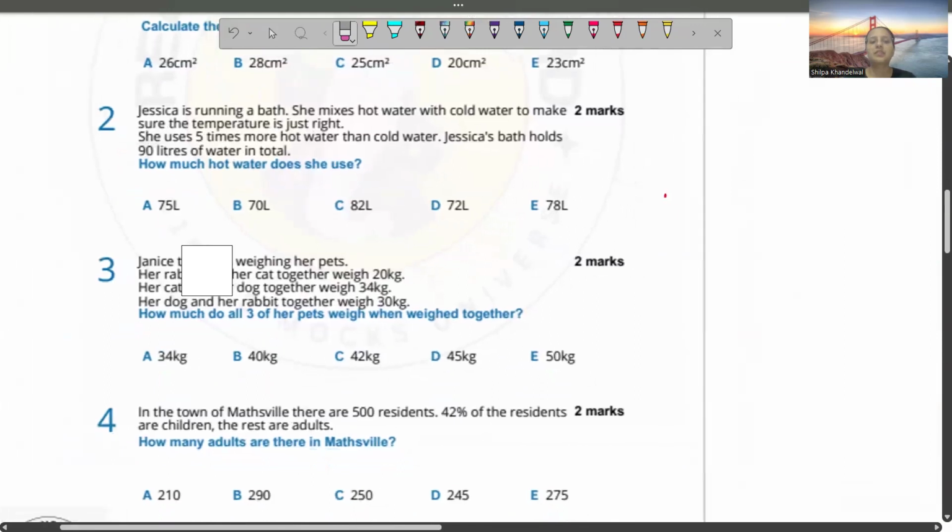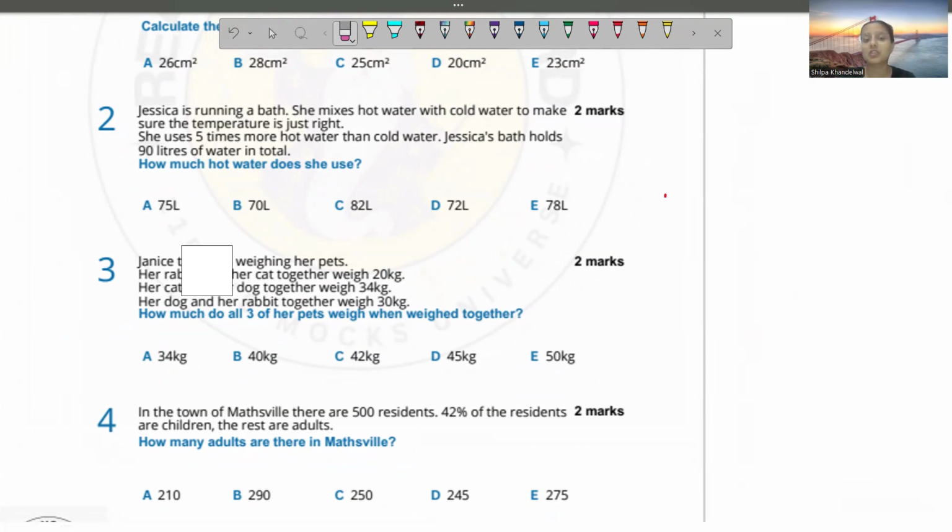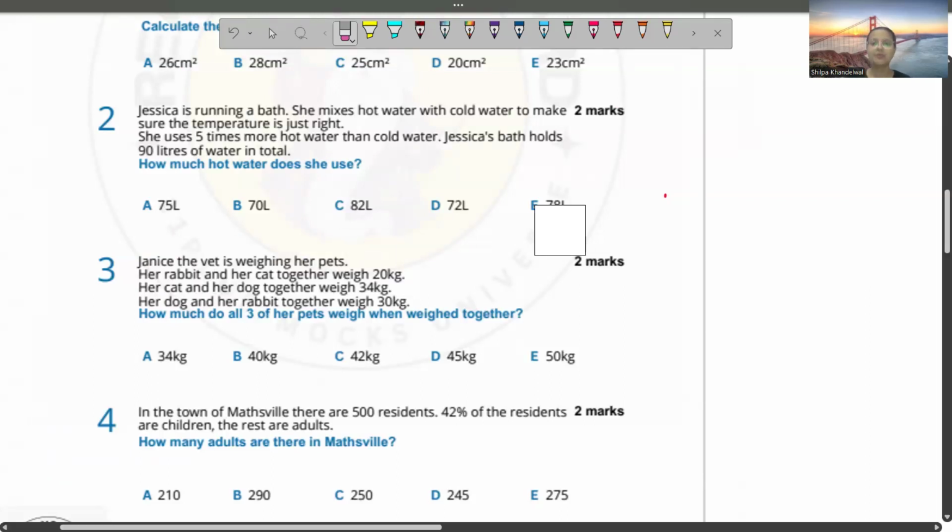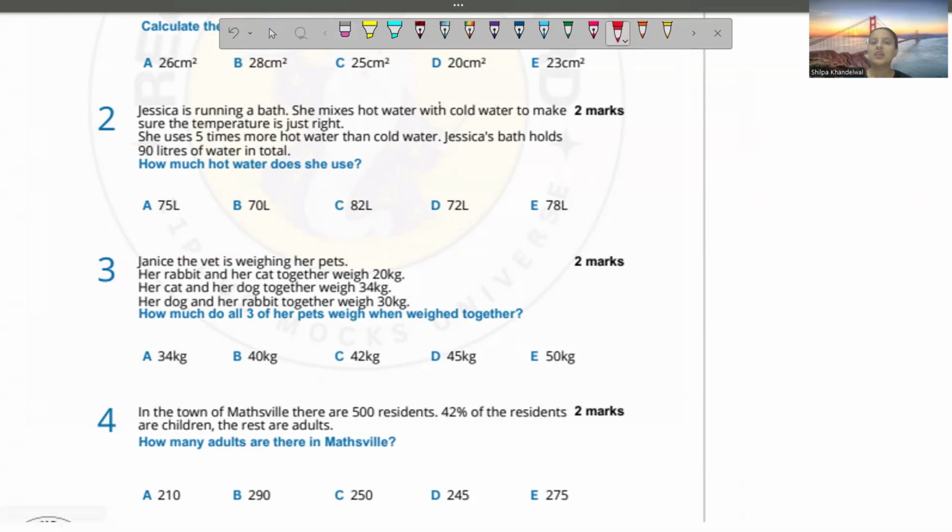Now, here, Jessica is running a bath. She mixes hot water with cold water to make sure the temperature is just right, and she uses 5 times more hot water than cold water. Jessica's bath holds 19 liters of water in total. So, how much hot water does she use? Now, very simple. Let me make you understand this. As they give us the relationship, that she used 5 times more hot water than cold water.